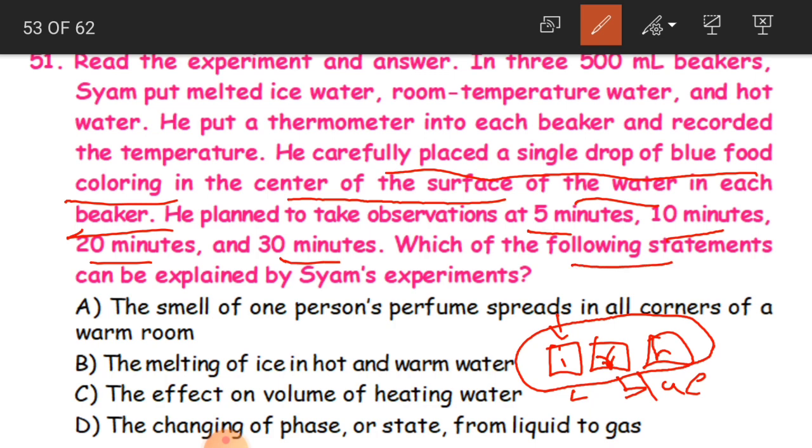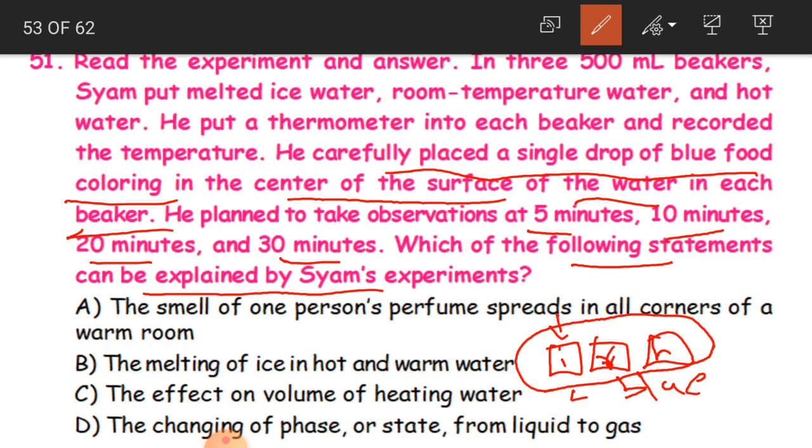Which of the following statements can be explained by Shyam's experiments? What is the result of this experiment? In the sense, not the result exactly, but what can we observe through this experiment? He was observing every 5, 10, 20 and 30 minutes, and at last, what did he observe? That we have to identify.